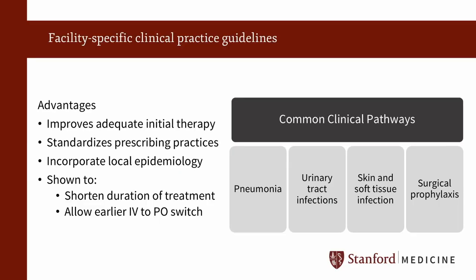Implementation of facility-specific clinical practice guidelines can lead to substantial changes in antibiotic use for infections commonly treated in hospitals. Most published studies of clinical practice guidelines have involved pneumonia, including community-acquired pneumonia, CAP, and hospital-acquired pneumonia in adults. Specific improvements in antibiotic use associated with implementation of facility-specific guidelines have included statistically significant increases in likelihood of adequate initial therapy, use of narrower spectrum antibiotic regimens, earlier switch from IV to PO therapy, and shorter duration of treatment.